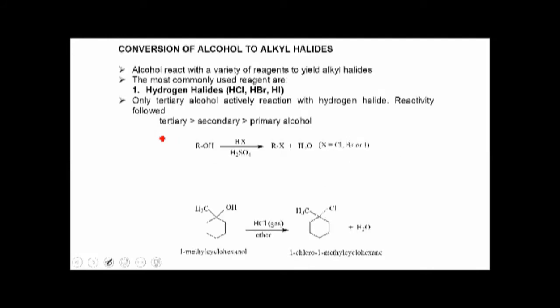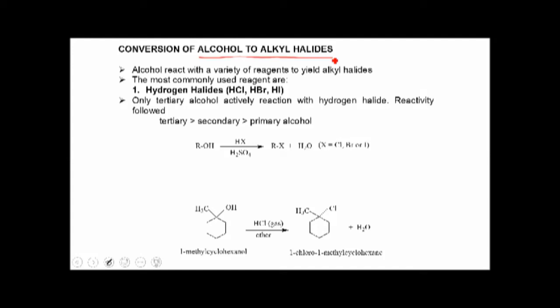Now, conversion of alcohol to alkyl halide. As you may see, the topic of organic chemistry is very interrelated. We have actually previously talked about alkane and alkyl halide. Now we are talking about alkyl halide and alkane, alkyl halide and alkene. Now we talk about alcohol and alkyl halide. So another simple way to make alkyl halide is through halogenation of alcohol.